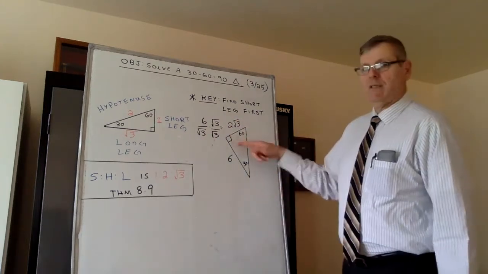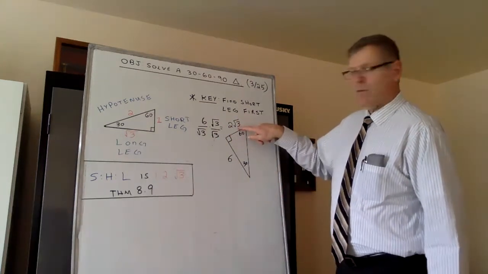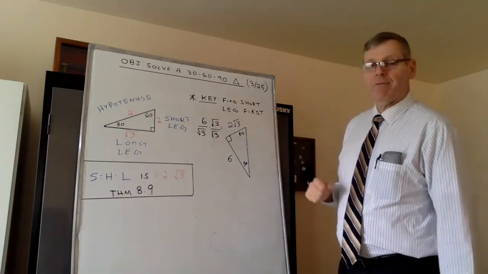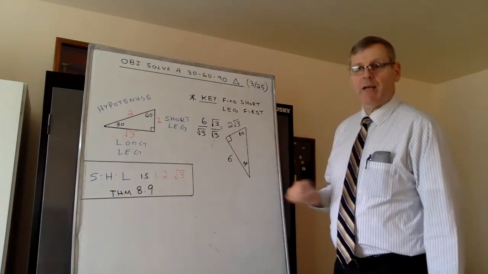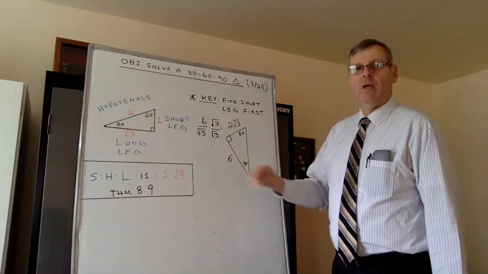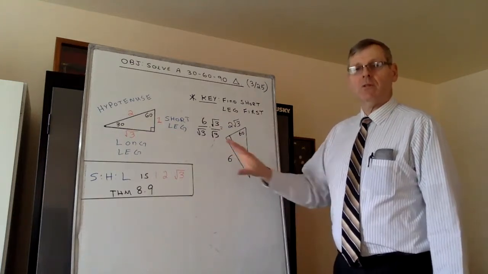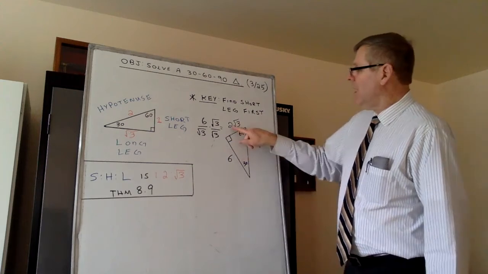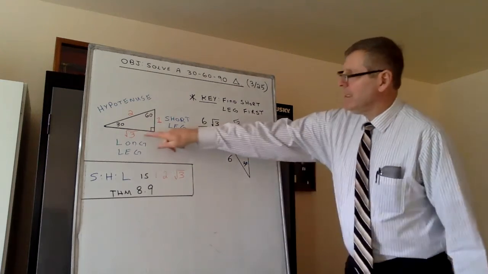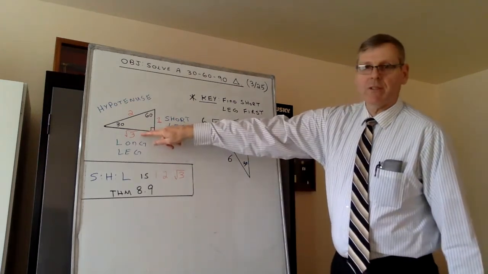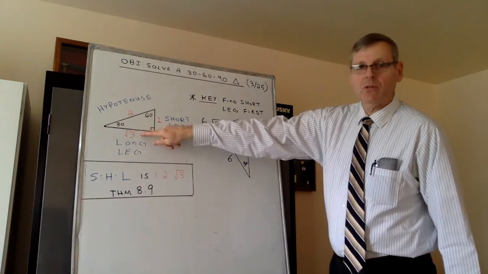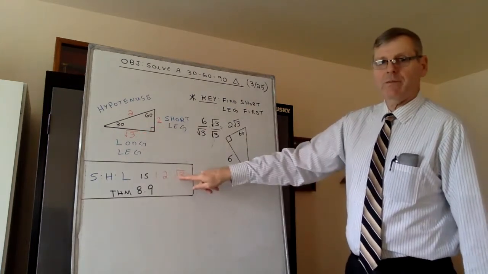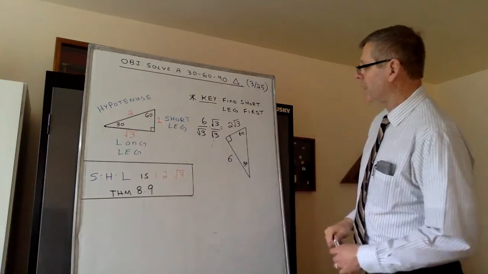Notice in the 30, 60, 90-degree triangle, radical 3 shows up. That's different than with 45, 45, 90-degree triangles. We were using radical 2. Square root of 2 is used for 45-degree triangles. Radical 3 is used for 30, 60, 90-degree triangles. Don't get those two mixed up. It's easy to do. Remember, it's right there on your theorem sheet if you need to check to make sure you're using the right radical.